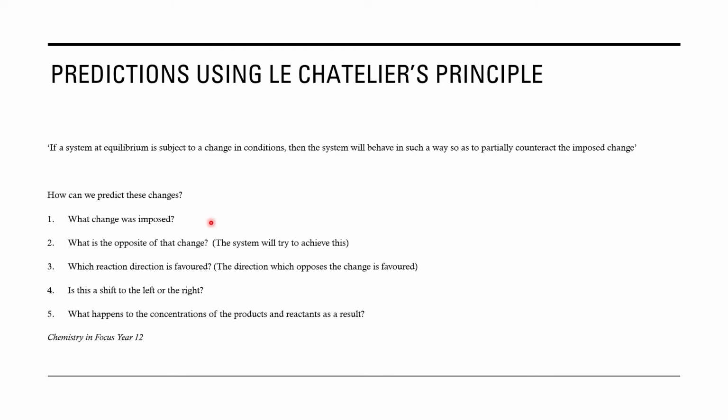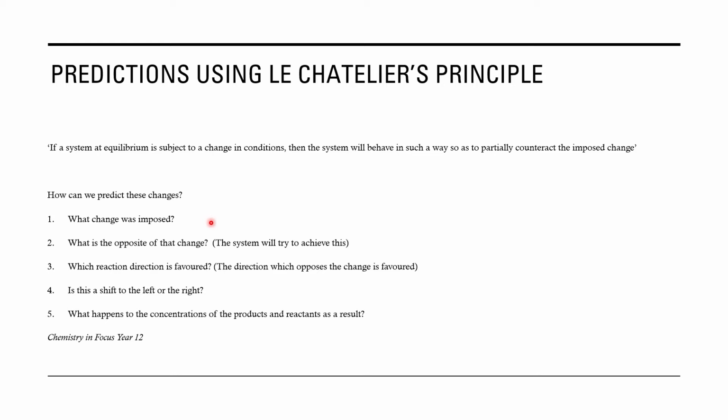So we can actually use Le Chatelier's principle to make predictions for what would happen to a system if a change was put on it. What we can look at is what change actually happened. Was the concentration of maybe one of the reactants changed, or did the temperature of the chemicals increase? The next question is, what's the opposite of that change? Because that's what the system's going to try and do. So if there was a decrease in reactants, for example, then the system is going to want to try and bring that concentration back up.